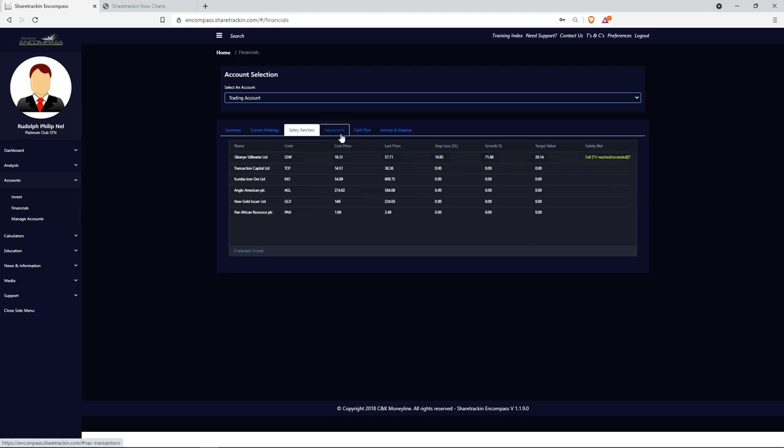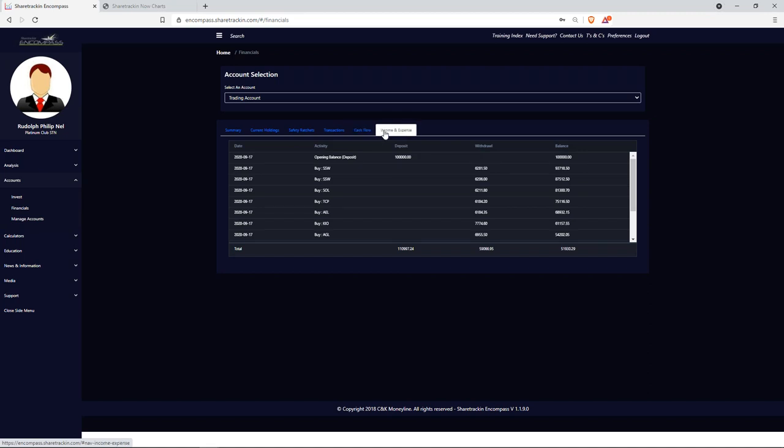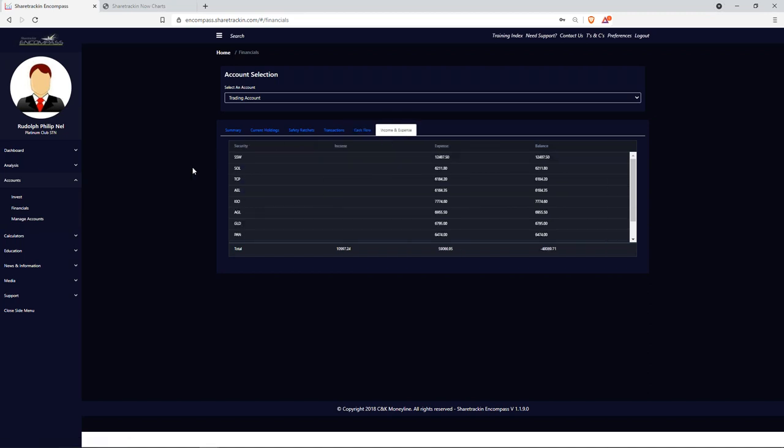Okay, it'll show you transactions with your transaction dates when you've bought the share, your shares, the cash flow, and then also your income and expenses. All right, so this is just to show you basically where your money went to, okay, as you bought and sold your shares.